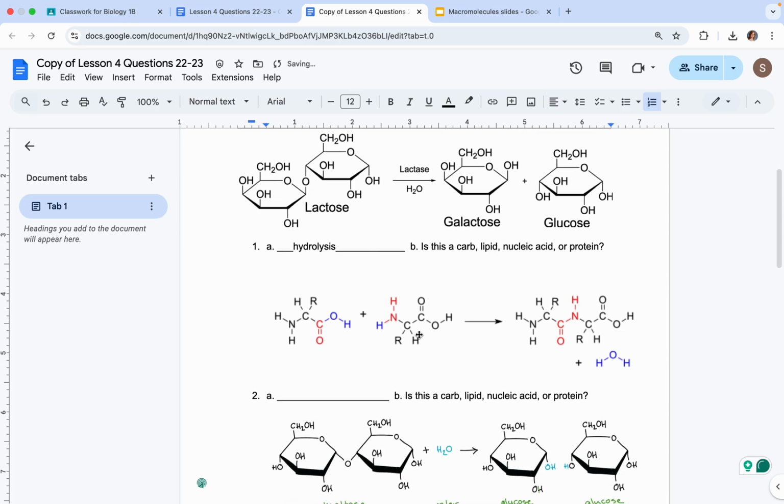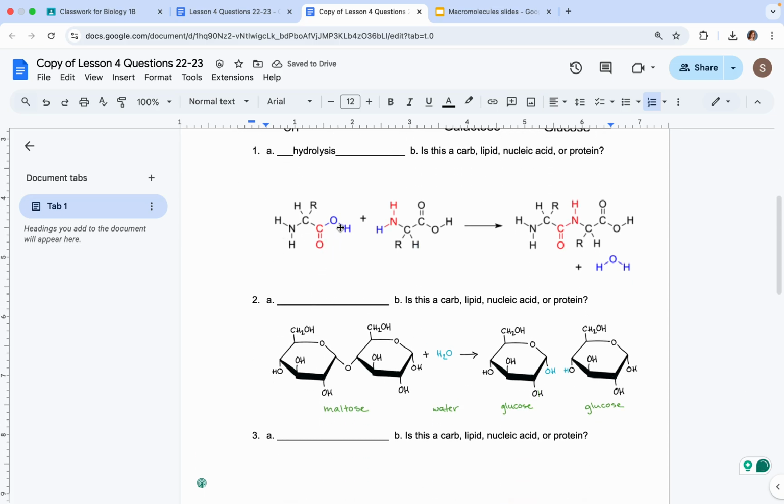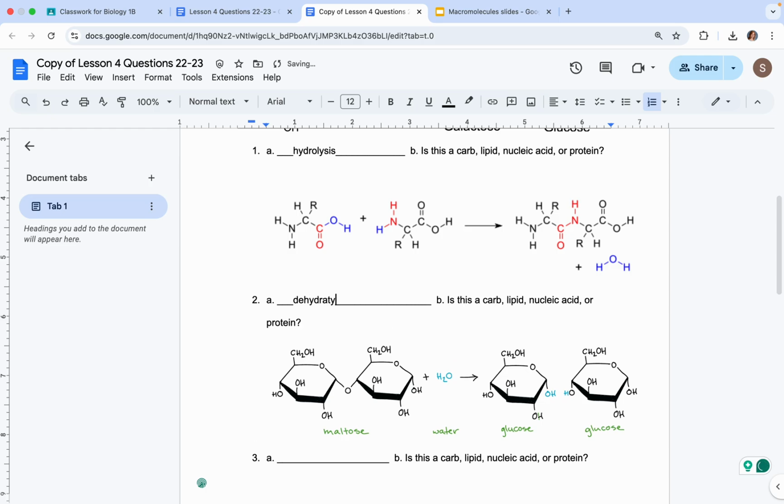Okay. Number 2. Looking at these, we have two amino acids here, right? We've got one and one. Then we have one bigger one over here on the right. This is clearly a bigger molecule than these two. So this is going to be a dehydration reaction. We have a larger molecule.